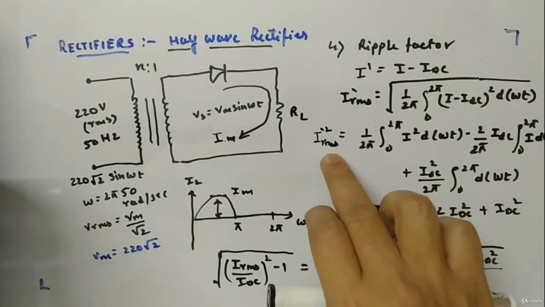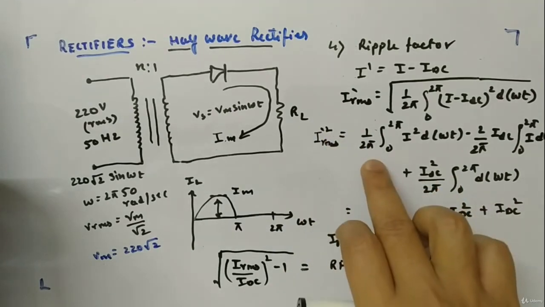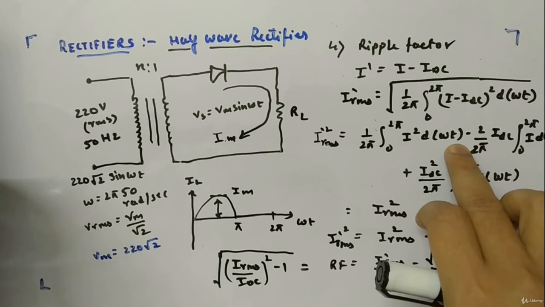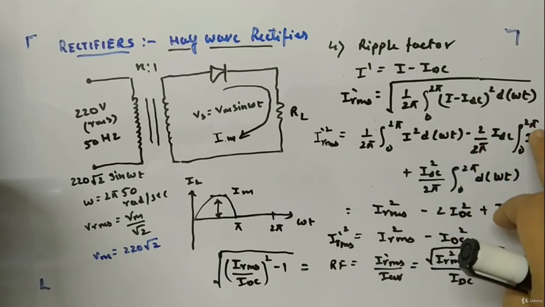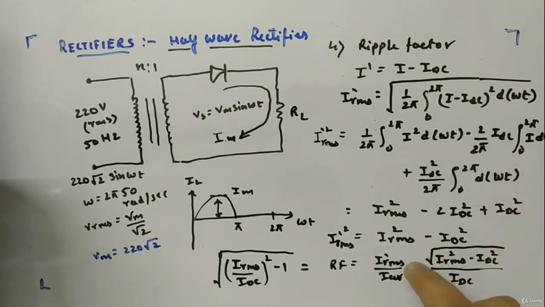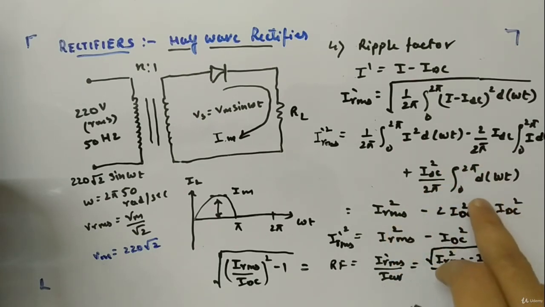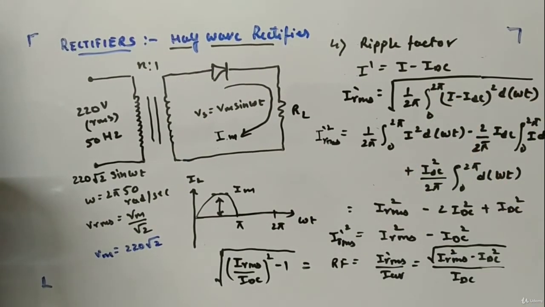So you will get IRMS dash square. I have taken the under root to this side, so square: 1 by 2 pi, integral 0 to 2 pi, I square d omega t, minus 2 divided by 2 pi, IDC, integral 0 to 2 pi, I d omega t, plus IDC square, 2 pi divided by 2 pi, integral 0 to 2 pi, d omega t. Okay, I've just opened the square.